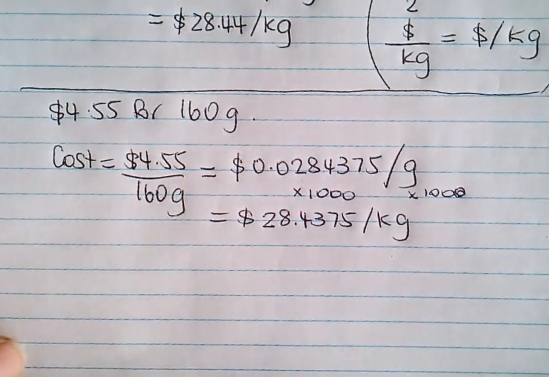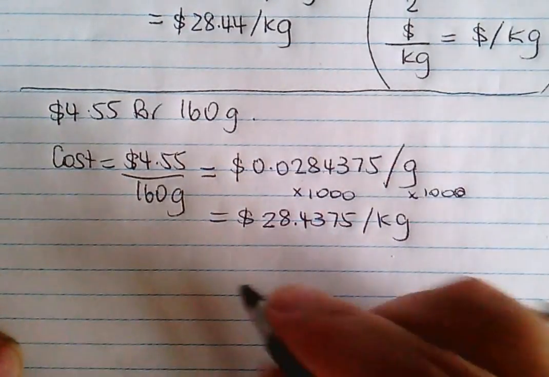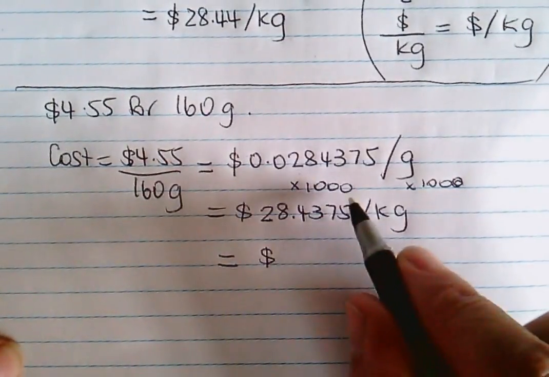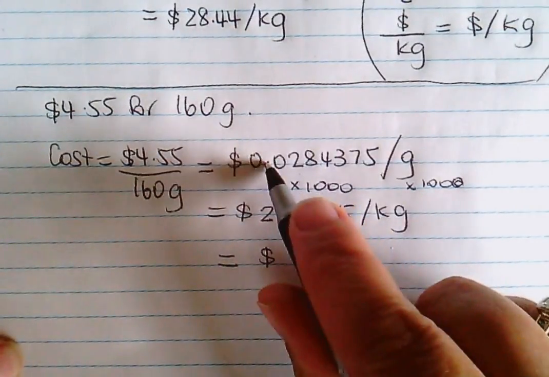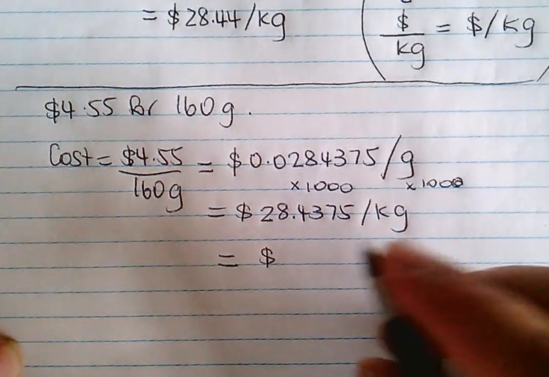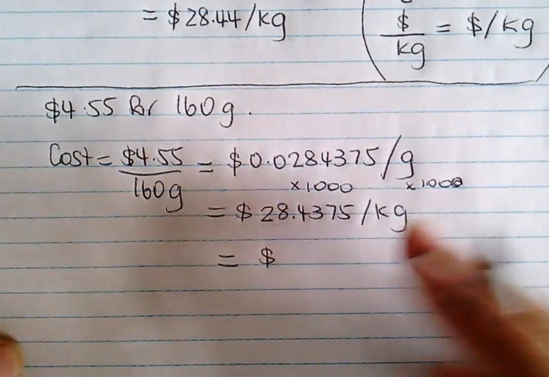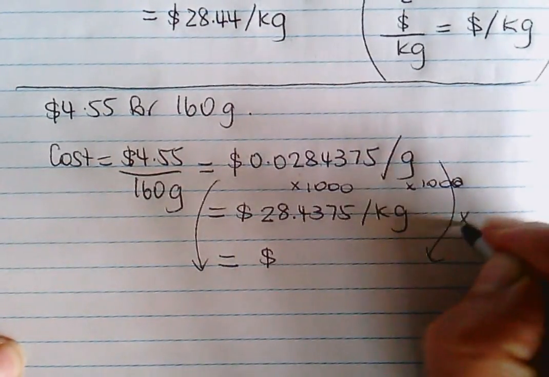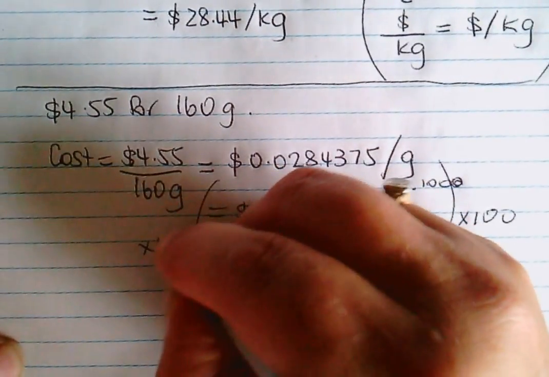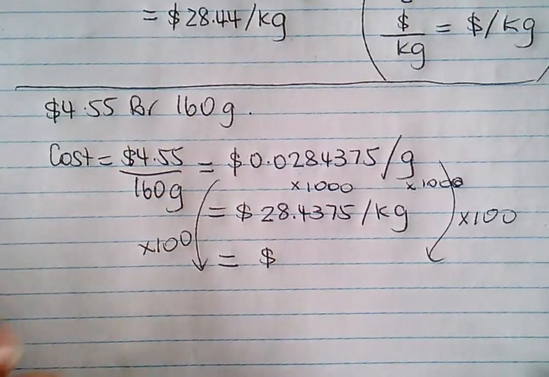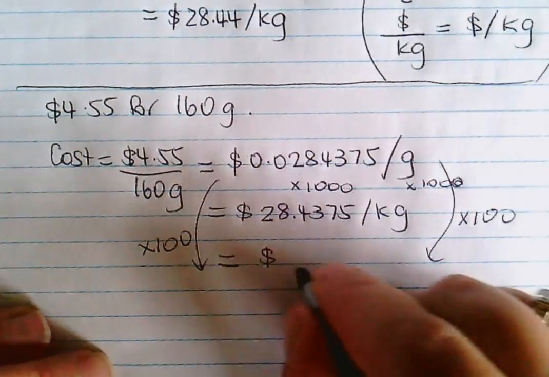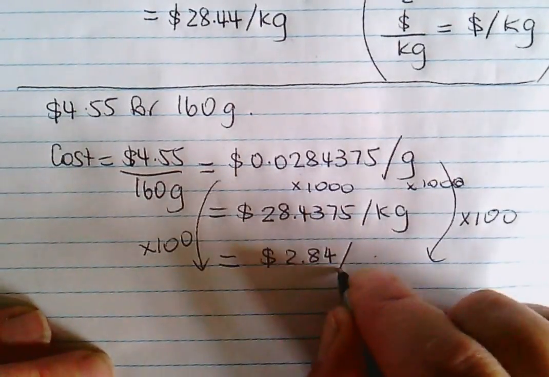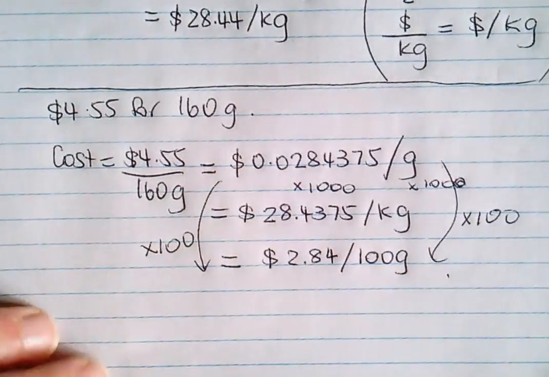Now, as someone was asking before, how much is this for 100 grams? Instead of timesing by 1,000, if I wanted it for 100 grams, what would my answer have been? I would have just multiplied by 100. Yes, that's right. So if I take the top one and multiply by 100 instead, that will give me the cost for 100 grams, which is $2.84 per 100 grams. Do you get what I've done?